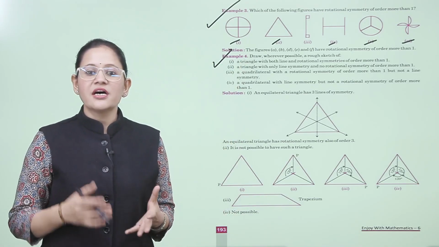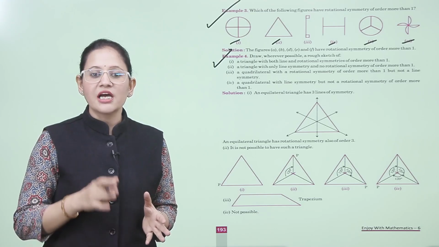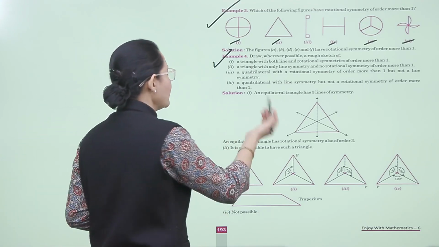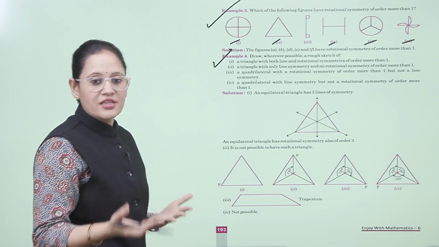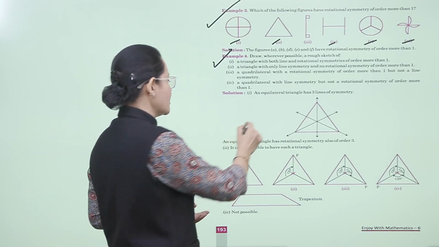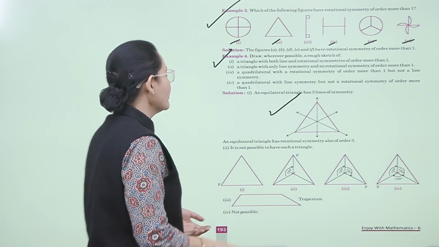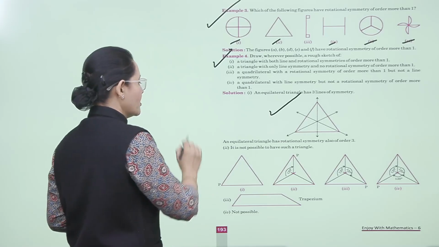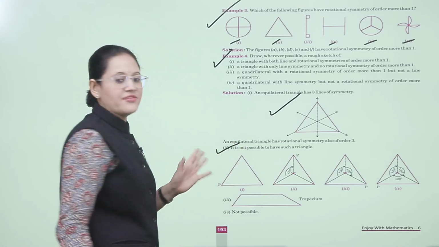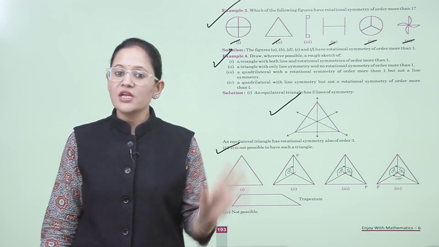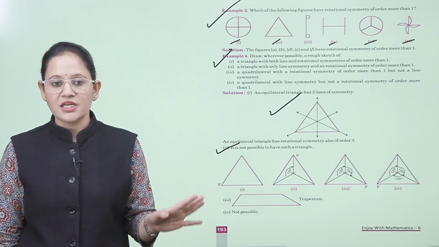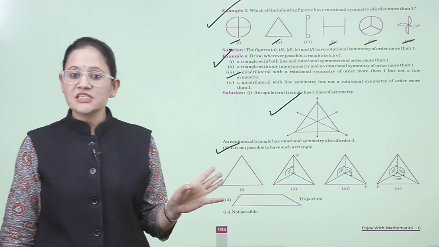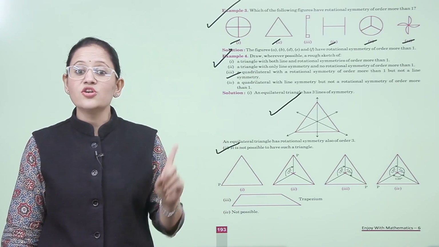draw, where possible, a rough sketch of a triangle with both line and rotational symmetry of order more than 1. So an equilateral triangle has 3 lines of symmetry and its order of rotational symmetry is 3. So you can draw an equilateral triangle. Clear? A triangle with only line symmetry and no rotational symmetry of order more than 1. It is not possible to have such a triangle. Clear?